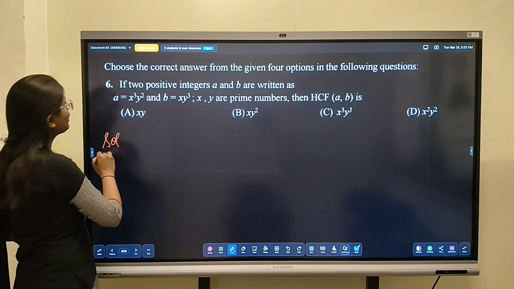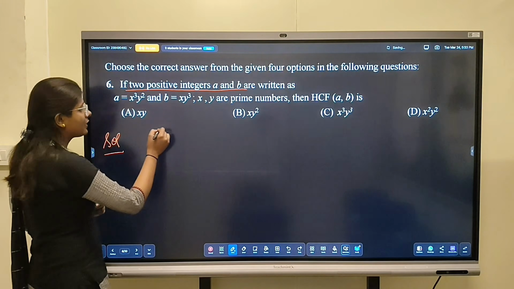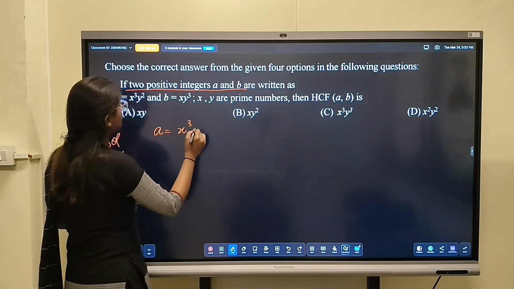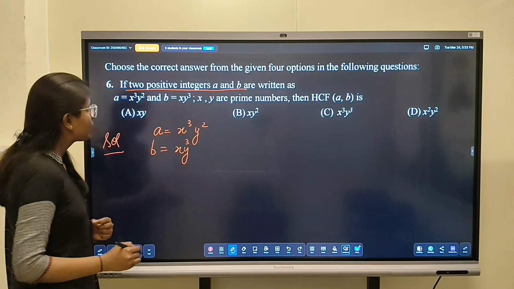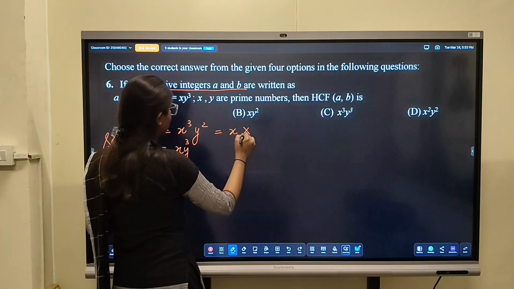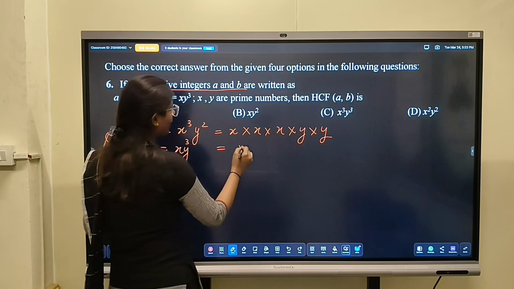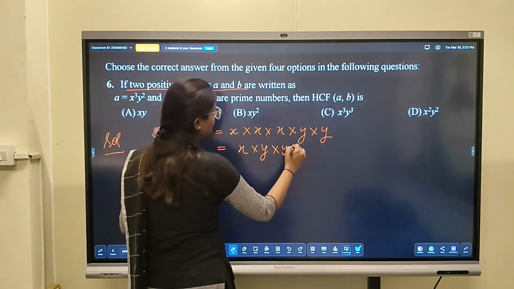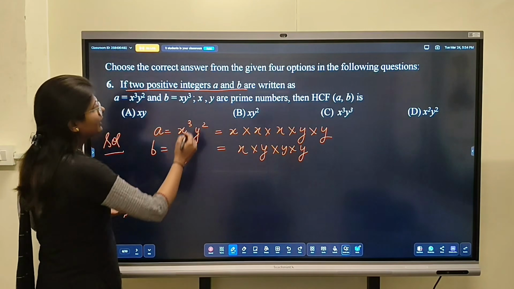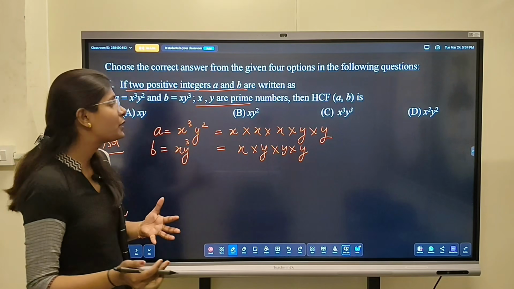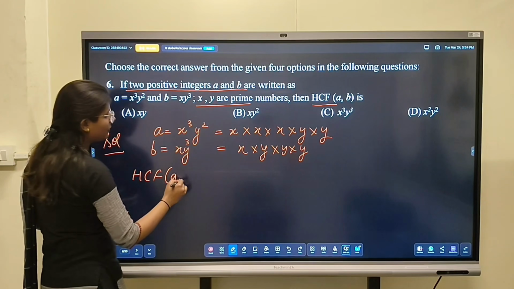Two positive integers A and B are written in such a way that A is equal to x cube y square and B is equal to x y cube. Right? Can we write it as x times x times x times y times y and also x times y times y times y? Okay? But there is a catch. What we need to find? If these two are prime numbers, means there is nothing common in them. What is the HCF of A and B? So what will be the HCF of A comma B?